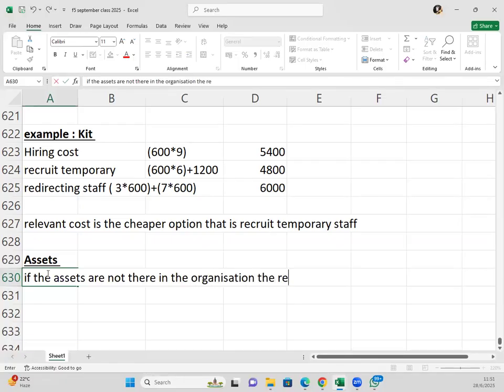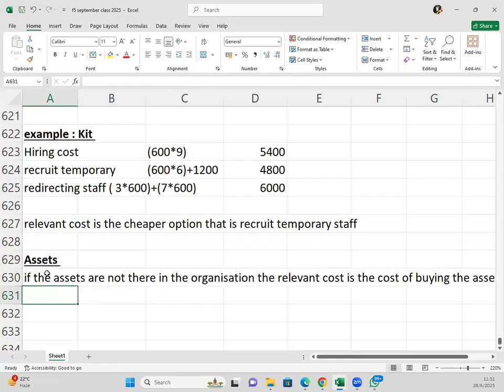the relevant cost is the cost of buying the asset. So for this job order, we need a new type of asset. That is not there. We have to buy that asset. So it's a relevant cost. But if the asset is already there, the cost of buying the asset is not relevant.